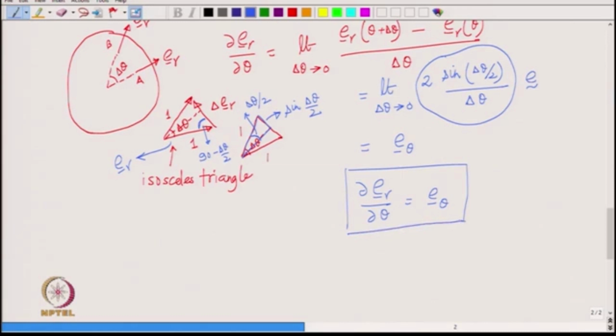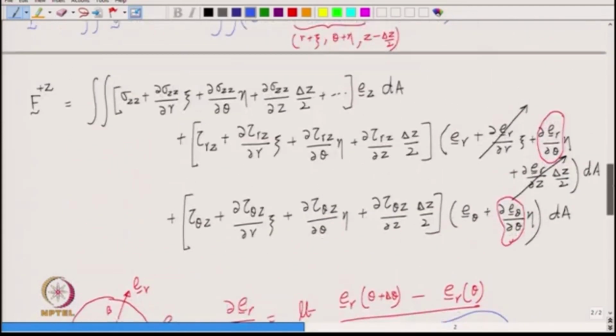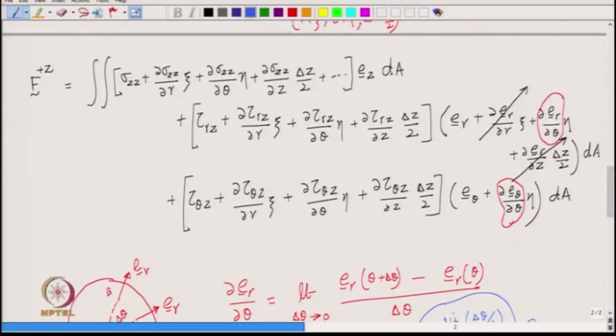You can do similar kind of derivation and show that del E theta by del theta is actually minus of E r. Okay. So, I will not derive it, but you should be able to do it now. It is del E theta by del theta equals minus of E r. Okay. So, we can now plug this in our derivation here. So, this thing here is equal to E theta, whereas this thing here is minus of E r.